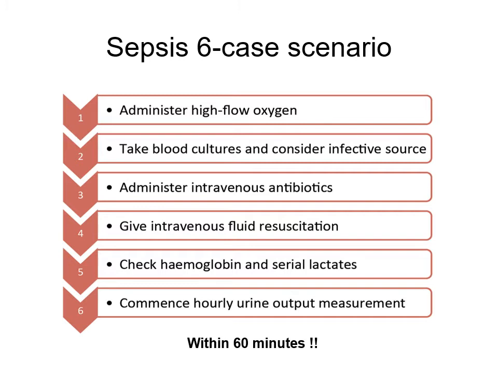Well, with oxygen, we should be giving a high flow oxygen and targeting her oxygen saturations at 94 to 98%, as she has no known background of COPD. In terms of the next step, we should be taking blood cultures. Now, these should be done peripherally from a fresh vein, but also from the PICC line as well.